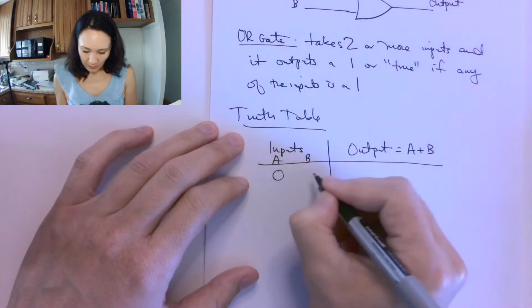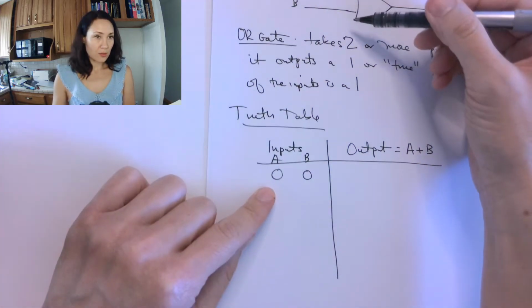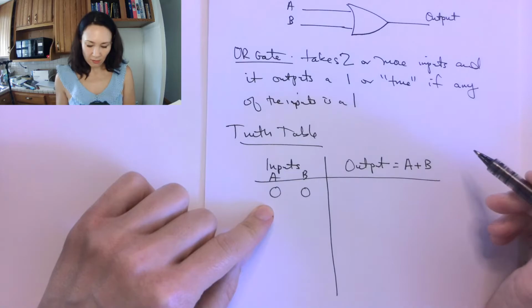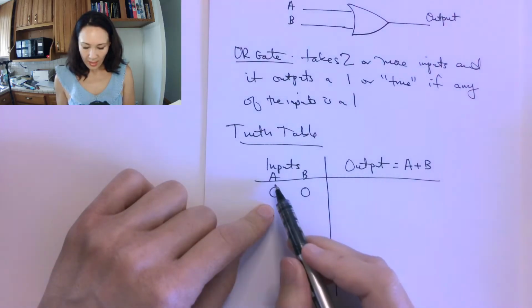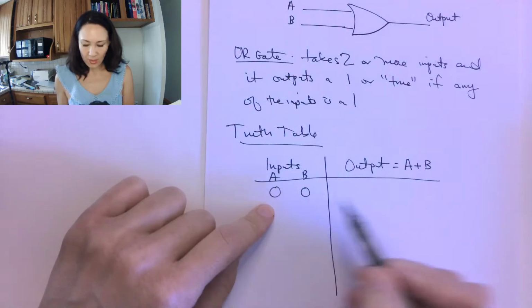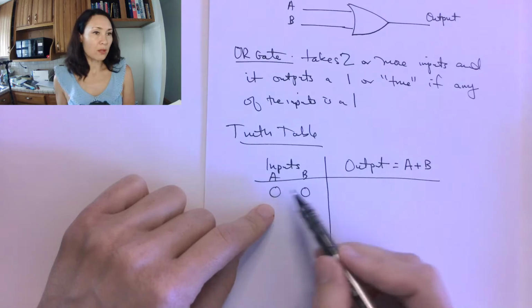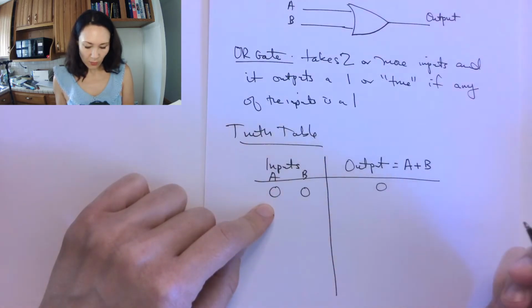So if you start at 0, 0, this is the case when we have both zeros coming in on our input lines here. ORing is read A or B, right? So 0 or 0, this is only going to be a 1 if one of these is a 1. So since neither one of them is a 1, the output would be a 0.